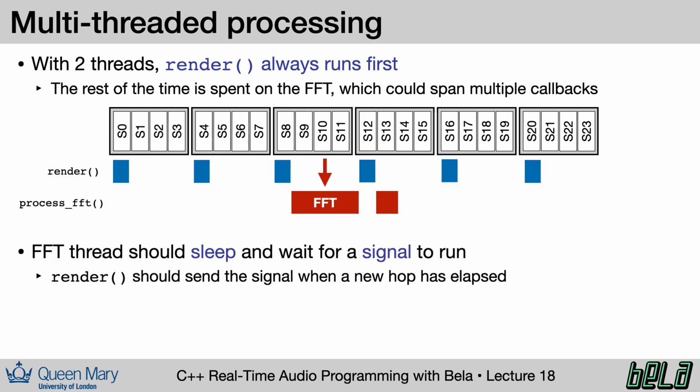Now, of course, process FFT only runs occasionally, and when it's done, it's done. The most efficient way to handle the thread running process FFT is to have the thread exist all the time, but most of the time the thread is simply sleeping. That is to say, it's not using up any CPU. While the thread sleeps, it waits for a signal. The signal is a notification that we send from a different thread, in this case from the render function, telling the FFT thread to wake up and do its calculations.